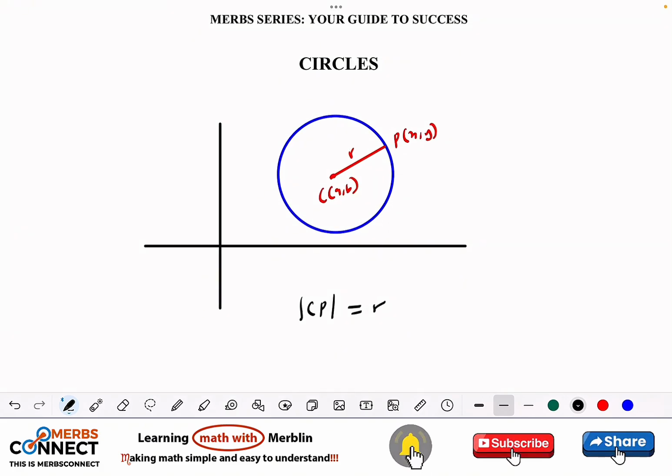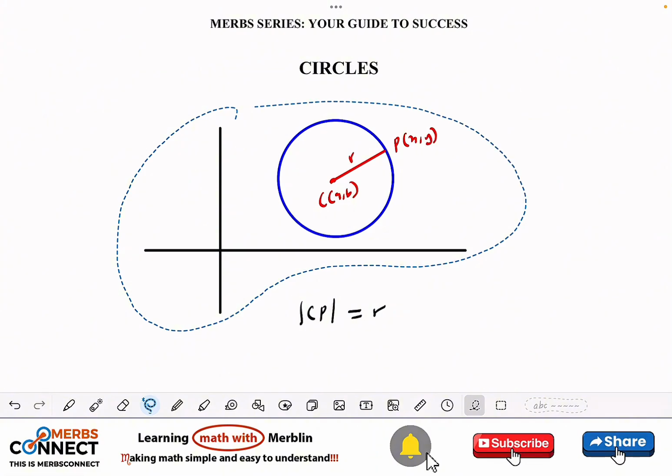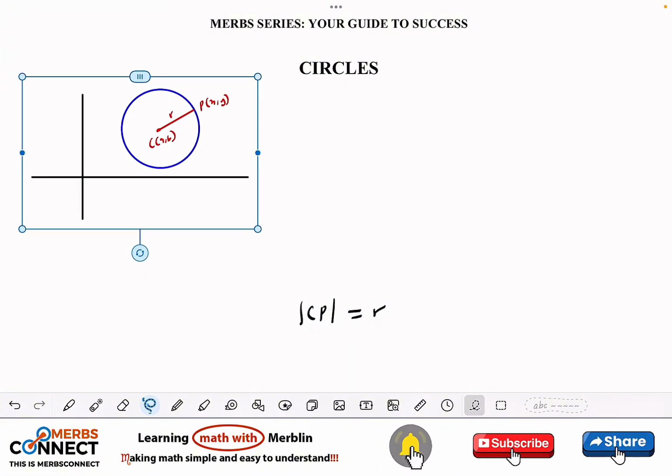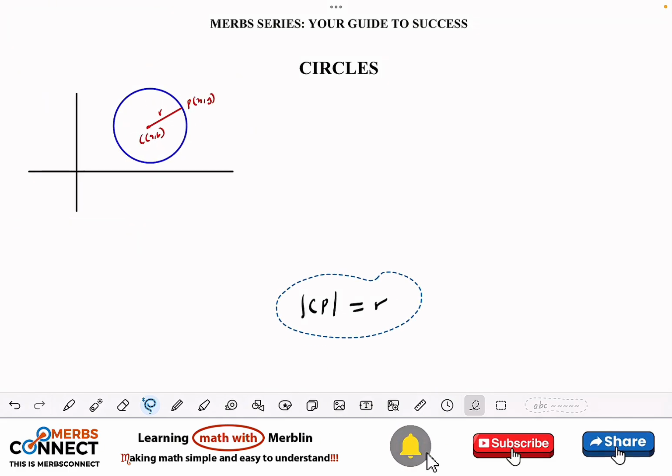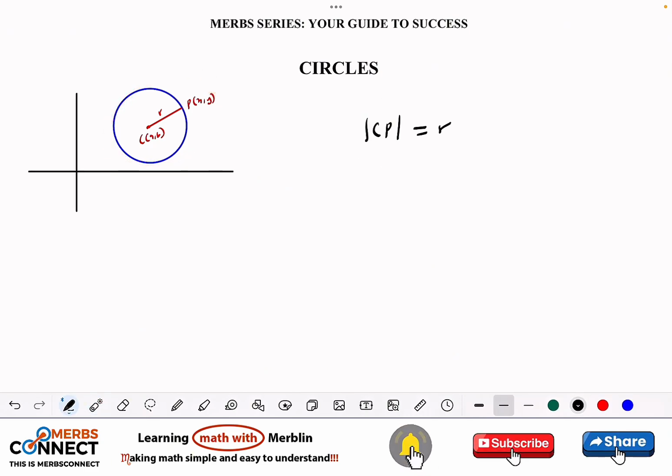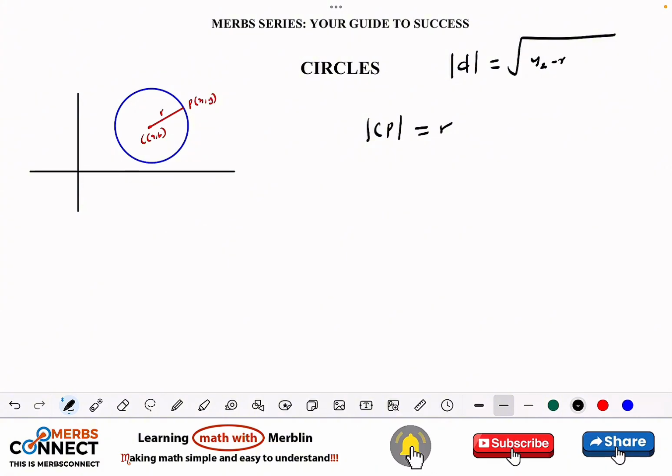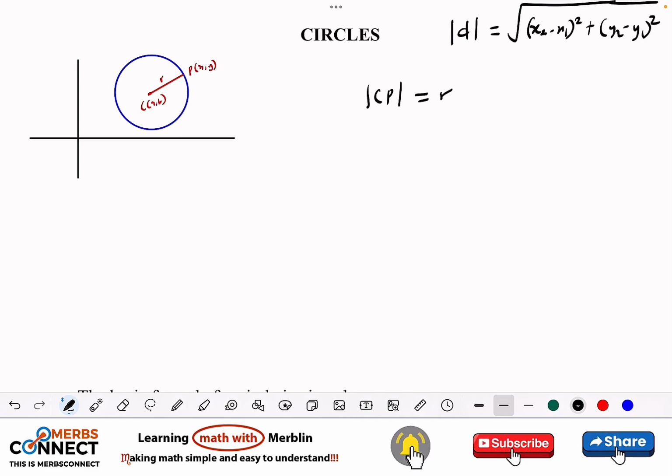Now let's use the formula for finding the distance between 2 points, C and P. Remember the formula: the distance is equal to the square root of (x2 minus x1) squared plus (y2 minus y1) squared. Let's use (a, b) as my x1, y1, and (x, y) as my x2, y2. So I'm going to have the distance to be the square root of (x minus a) squared plus (y minus b) squared, which is equal to r.